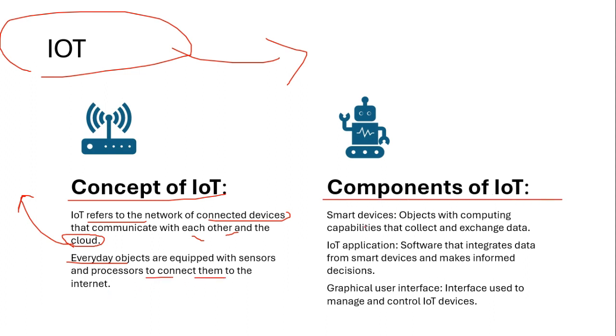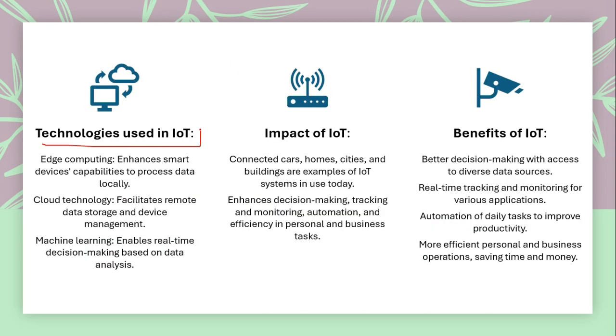So what are the components of IoT? Smart devices, IoT application and graphical user interface are components of IoT. Smart devices are objects with computing capabilities that collect and exchange data. IoT applications are software that integrates data from smart devices and makes informed decisions. GUI is an interface that is used to manage and control IoT devices. Then what are the technologies used in IoT? Edge computing enhances smart devices' capability to process data locally. Cloud technology facilitates remote data storage and device management. Machine learning enables real-time decision making based on data analysis.